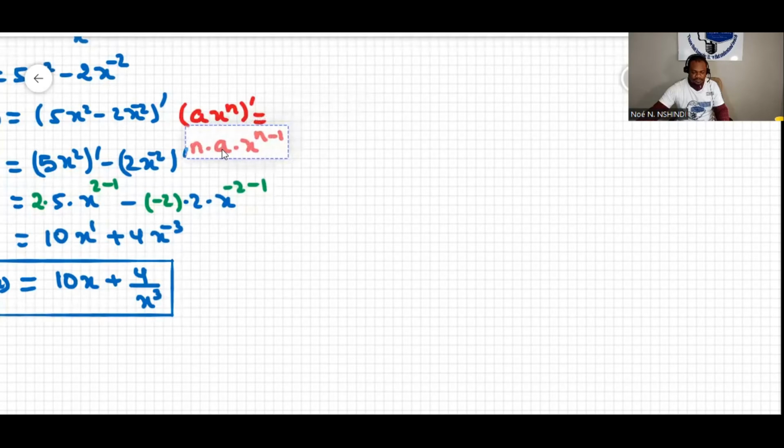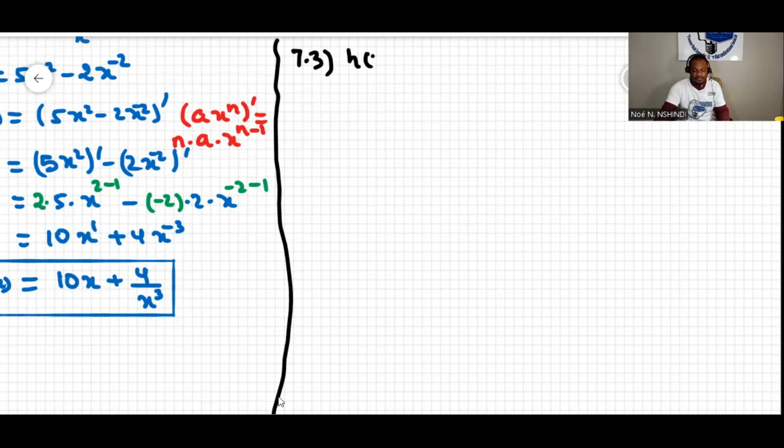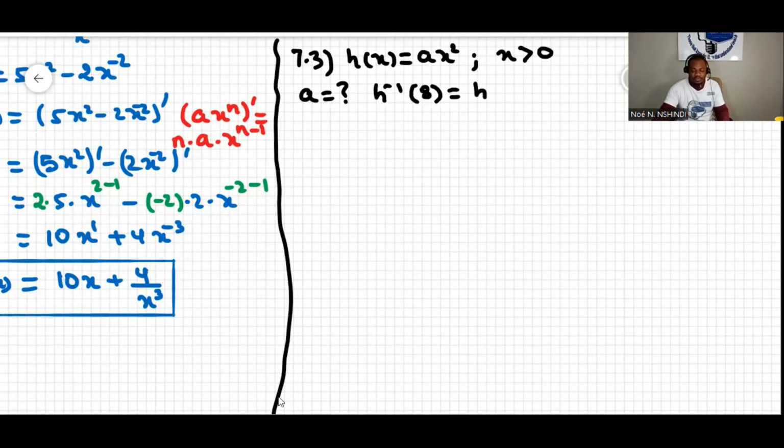You can just write this formula like that because of space. Now I'm going to write question 7.3. It is said that h of x equals ax squared, with the condition that x is positive, and we're looking for the value of a if h minus 1 of 8 equals h prime of 4.